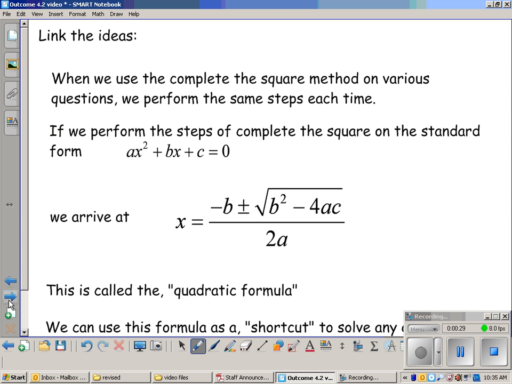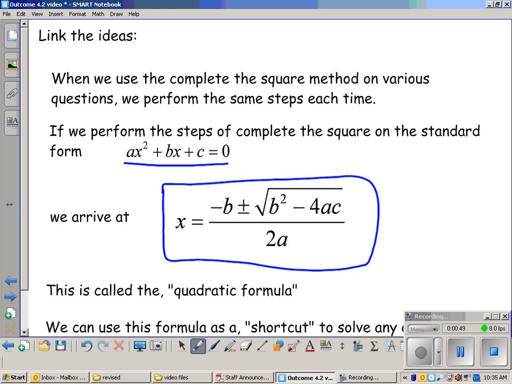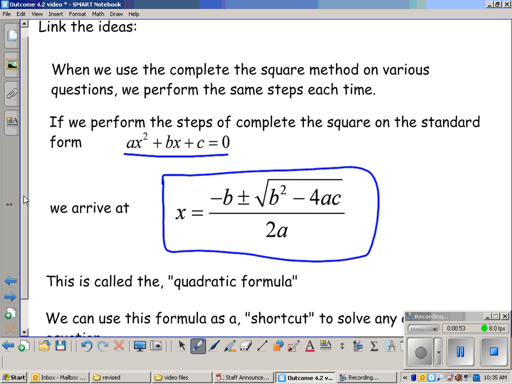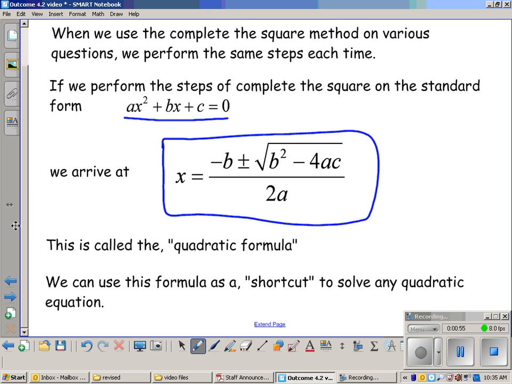When we use the complete the square method on various questions, we perform the same steps each time. If we perform those steps of completing the square on your standard form, ax squared plus bx plus c, and then solve for x, we end up with this formula. This is called the quadratic formula. It is a method or a shortcut that we can use to solve any quadratic equation.